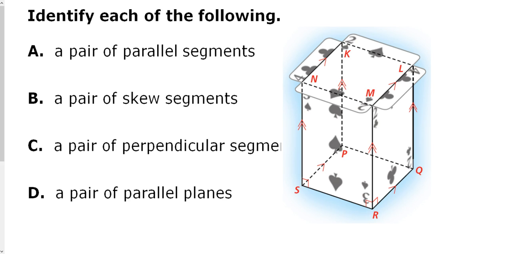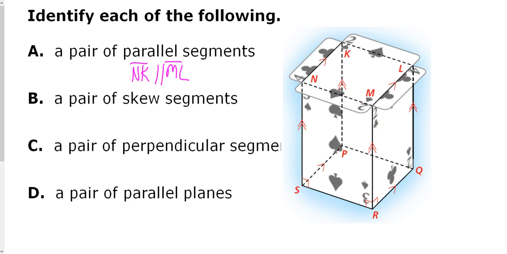Welcome back. So for a pair of parallel segments, you could have used NK. Sorry, it says segments, so we don't want arrows on them. NK is parallel to ML because they both have a single red arrow on them. I also could have used NK and RQ or NK and SP or any combination of those 4 lines. Same thing with the 4 vertical lines. I could have chosen any 2 of those.